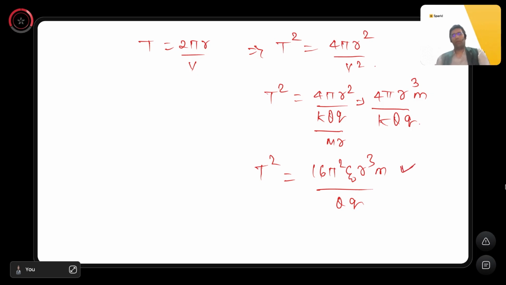Okay. So whenever there is something moving in a circle around a line charge, or maybe around a charge, you have to think the same way in terms of centripetal force, and the time period will be 2 pi r upon v for circular motion, and solve it.